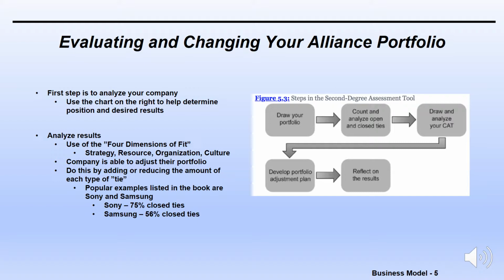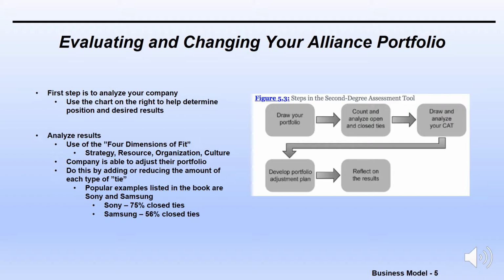The first step to do this is to analyze your company. You'd want to start by using the chart that's on the slide. The chart explains that you want to draw your portfolio, then count and analyze open and closed ties. Then after that, you want to draw and analyze your CAT. Then you want to develop a portfolio adjustment plan and then reflect on your results. So how this is done is you're going to analyze the results that you've gotten. You want to use the 4 dimensions of fit as mentioned in the first degree perspective, which is strategy, resource, organization, and culture. Through this, your company is able to adjust their portfolio by adding or closing the closed ties.